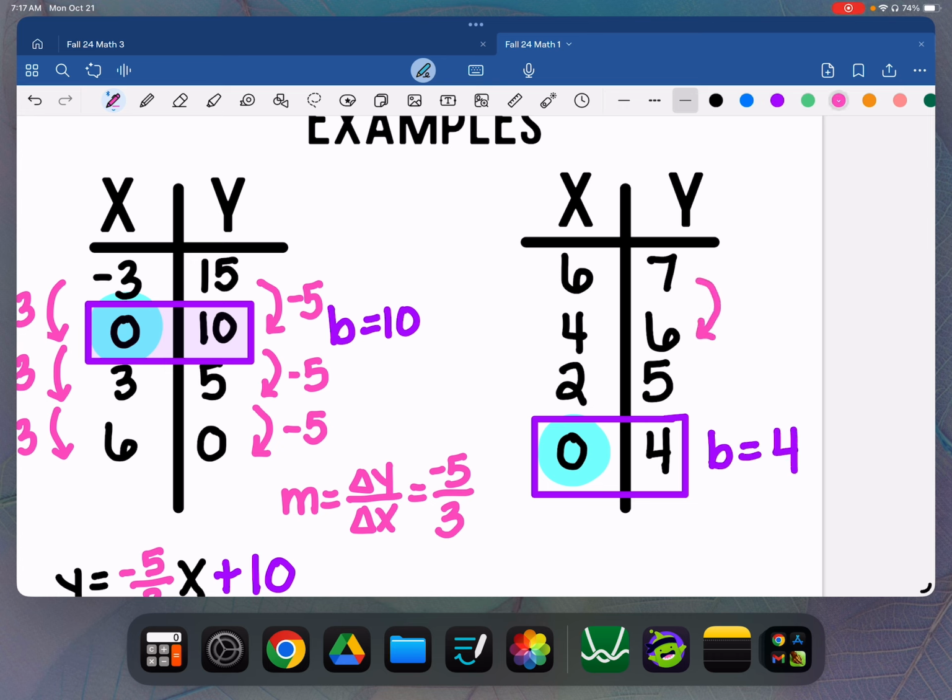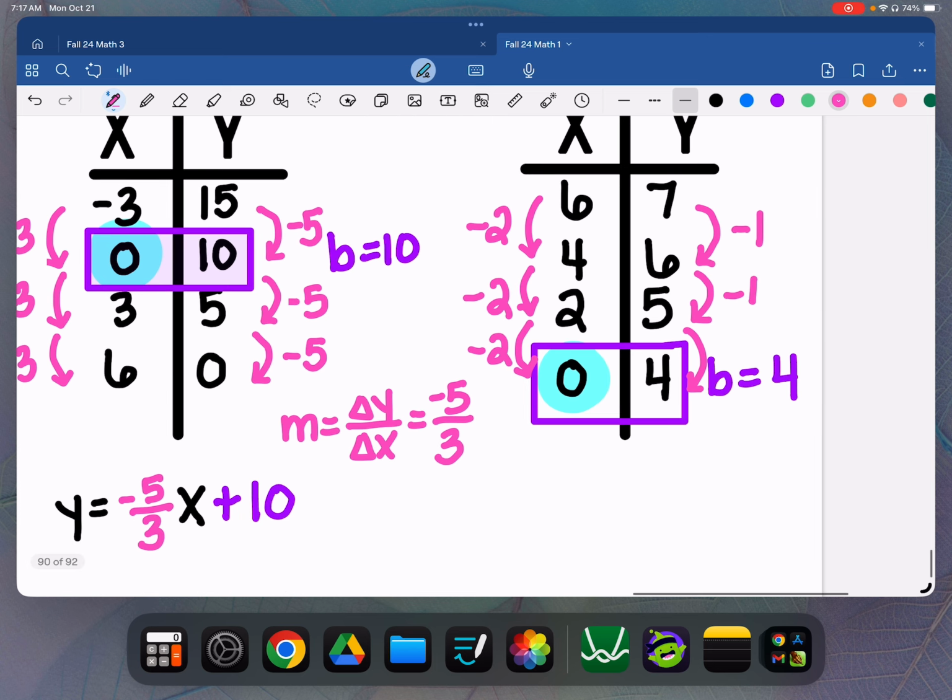And now we're going to look and see what's happening. We have 7 to 6 is -1. 6 to 5 is -1. And then 5 to 4 is also -1. Then we have 6 to 4 is -2. 4 to 2 is -2. And 2 to 0 is -2. So my slope for this one is my change in y over my change in x. So my change in y is -1 over -2, which is going to simplify to +1/2.